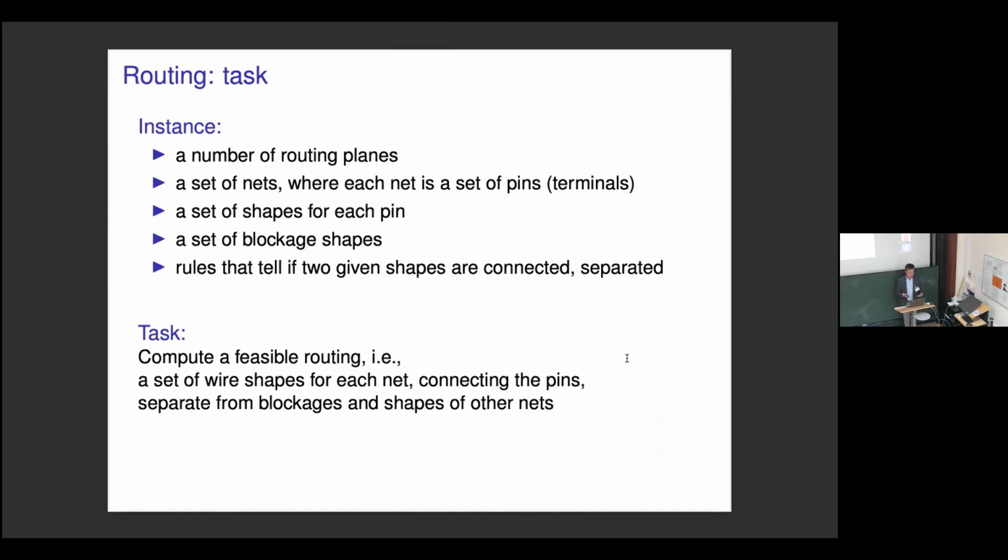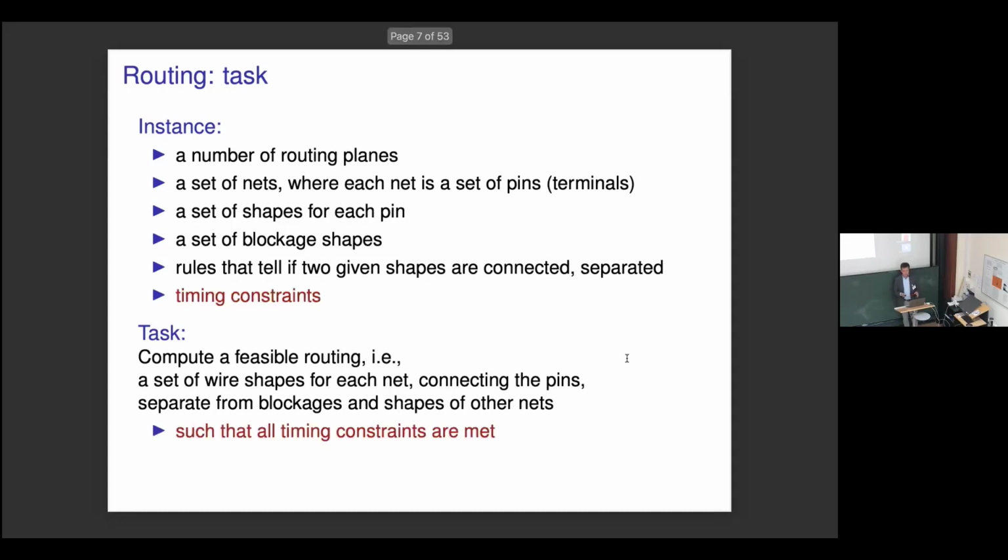So how can we formalize the task? We are given a number of routing planes and a set of nets. Each net is a set of pins, or we can also say terminals, that have maybe a set of shapes, or you can consider them just as points. We also have some blockages, space that we cannot use. Then we have rules that tell us when two shapes are connected and when they are sufficiently separated. And we need to compute a feasible routing: connect the shapes of each net, and the shapes of different nets must be separate from each other. That's the simplest version of the problem.